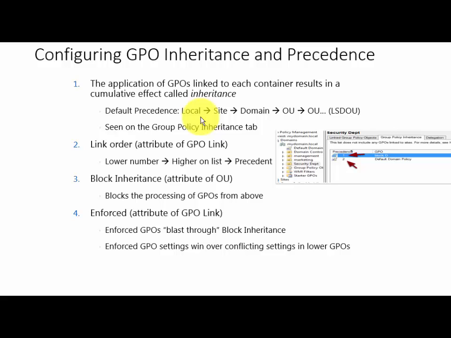There are two questions. When there's a conflict, right? So does it say the application of GPOs linked to each container results in a cumulative effect, called inheritance? So what is the difference? We are not talking about conflicts here. This is right, but we are not clear on the word local group. I understand that thing is making a confusion. No, I'm clear about local. Okay, so how do you define local group?